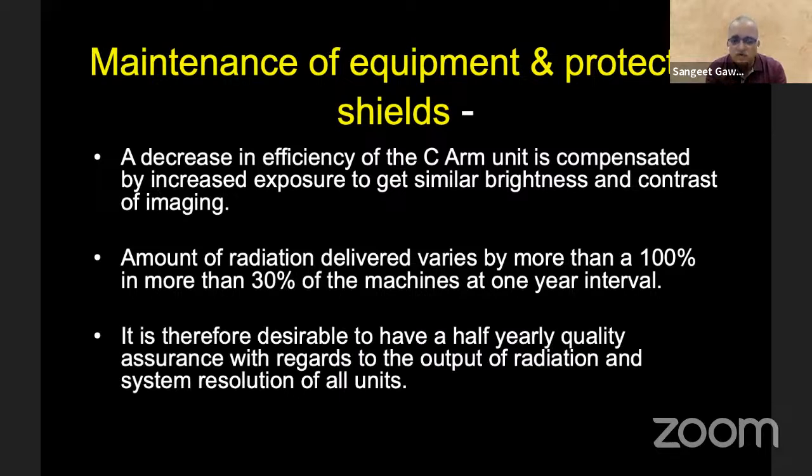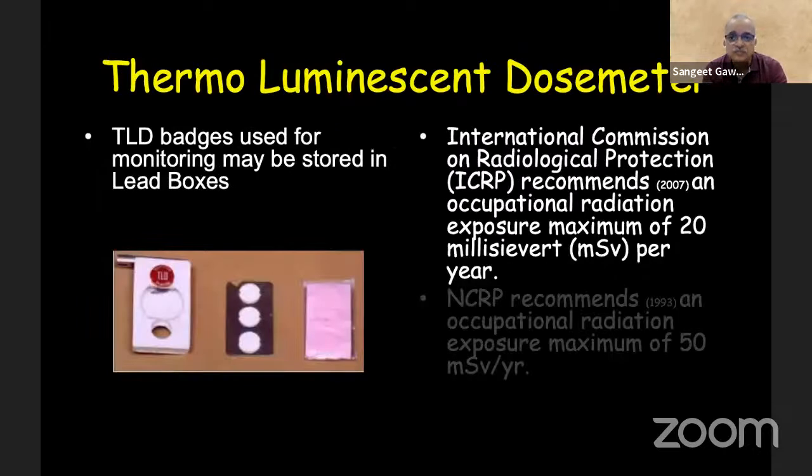So it is therefore desirable to have a half yearly quality assurance with regard to the output of the radiation and system resolution of all the units. So to protect yourself, at least once in a year, if not twice in a year, you must have a calibration of your unit at a regular interval.